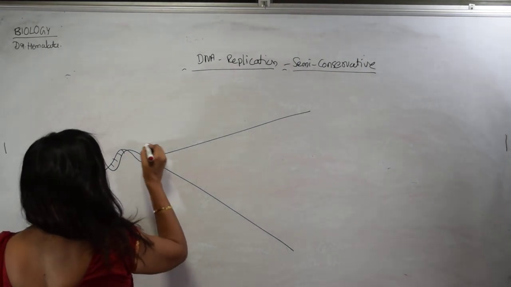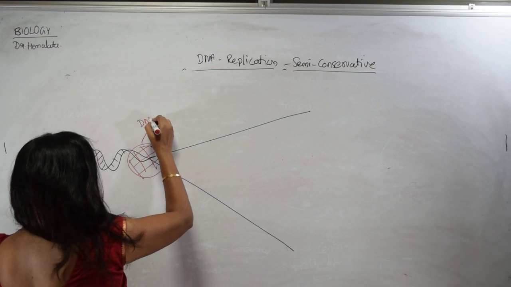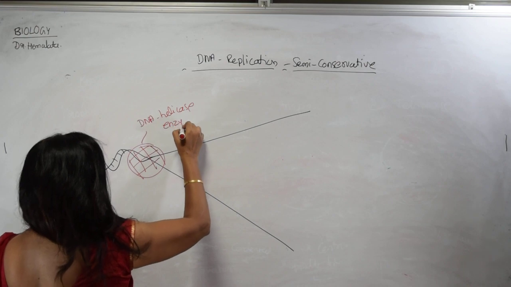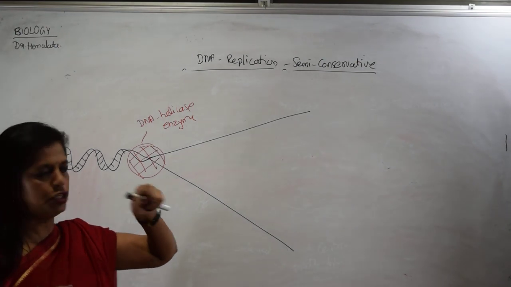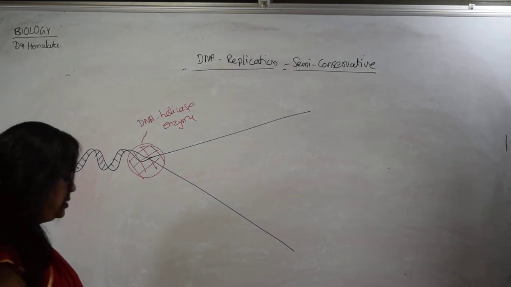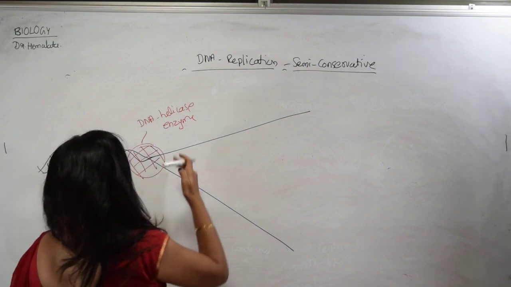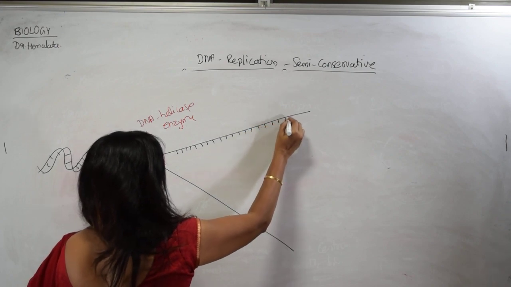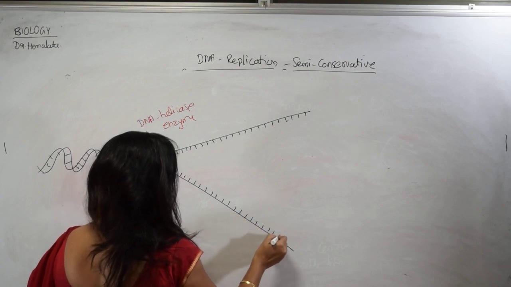This double-stranded DNA will unwind by the unwindase protein and DNA gyrase or helicase enzyme. The enzyme will work like a zip, it keeps on opening like this. They separate. Once it separates, the nitrogen bases break the hydrogen bonds and they get separated like this. You can see they are separating.